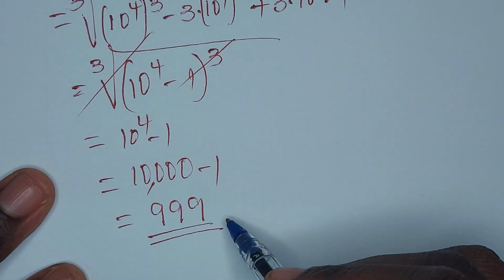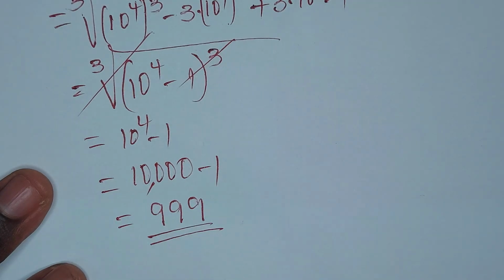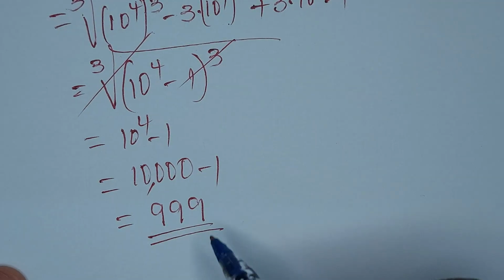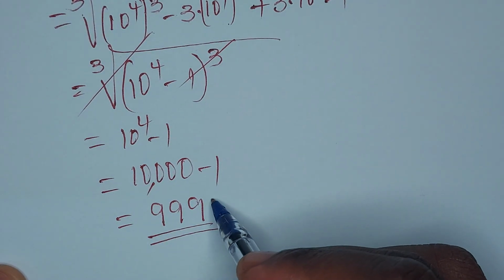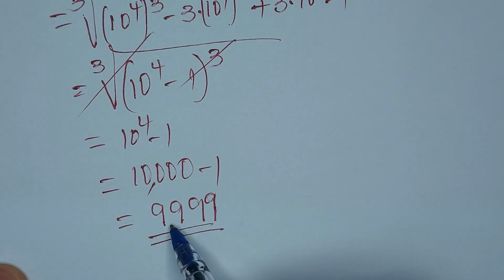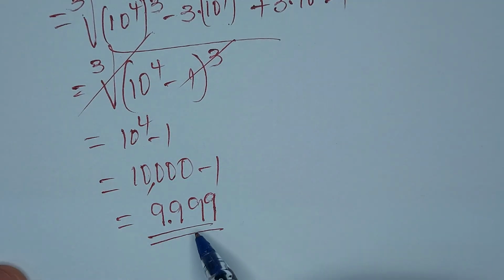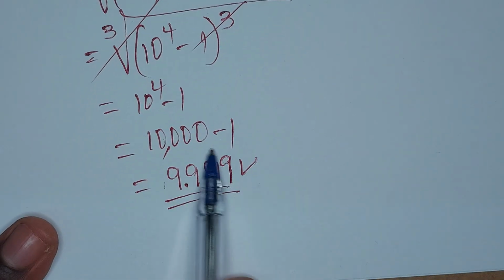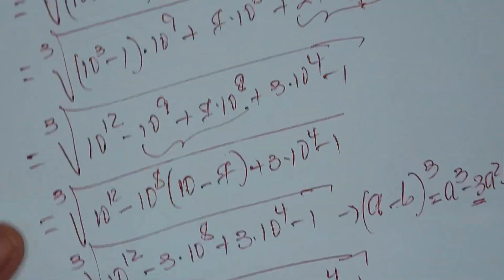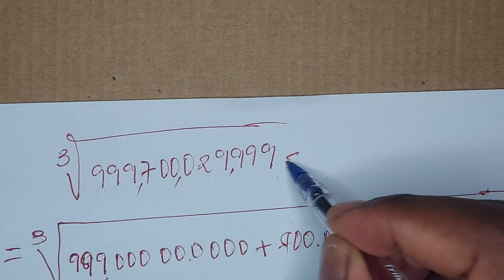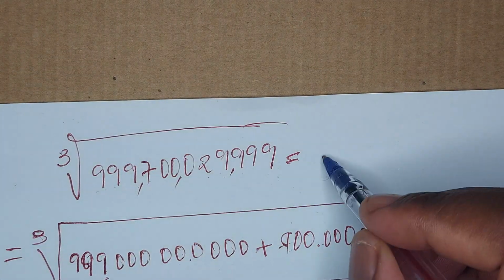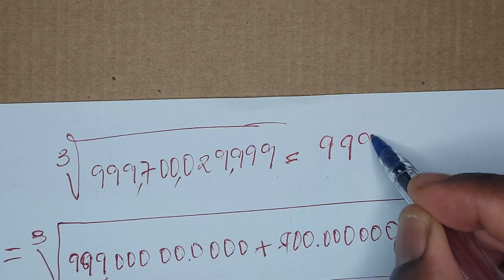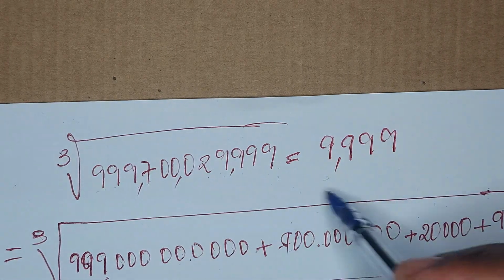Okay, guys? So I think this is our answer. So yes, this is actually our answer. This is 9,999. Okay, guys, so I think this is correct. You can just take it to the power of 3 and I think you're going to get to this. So the cube root of this number here, guys, is 9,999, and this is it.